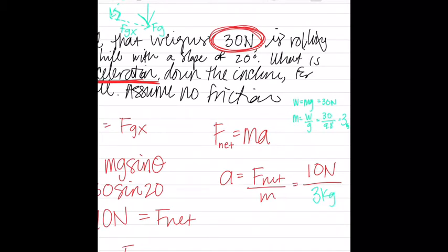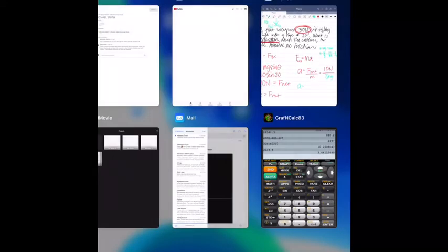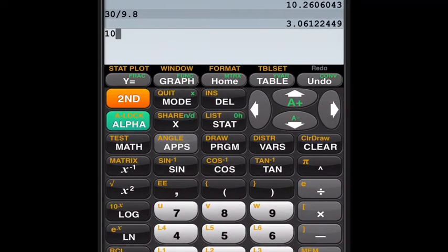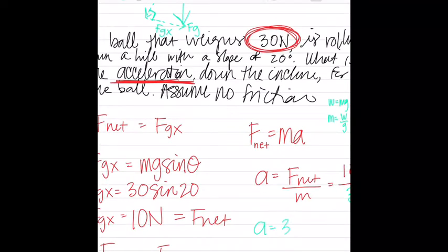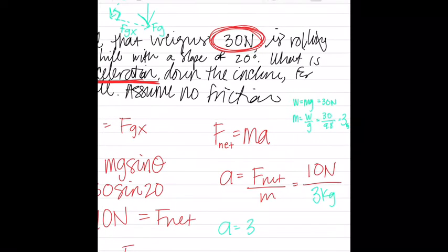So now you just do 10 divided by 3. Acceleration is 10 divided by 3. 3.333 repeating, we're just going to do whole numbers. Now, this is acceleration. We did newtons divided by kilograms. So let's do units real quick.